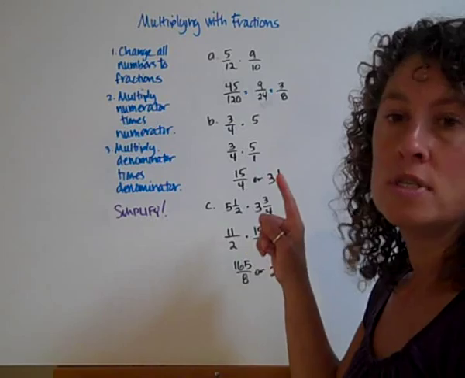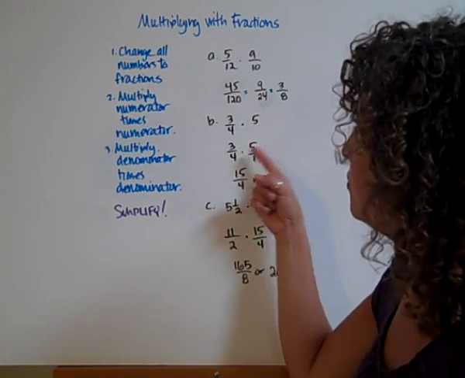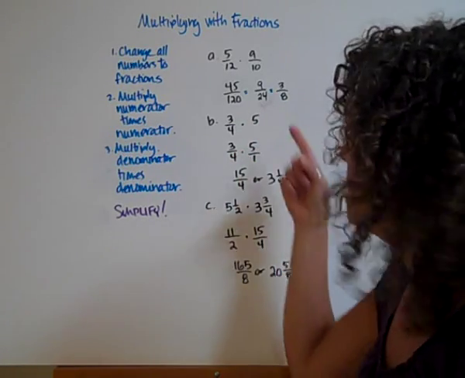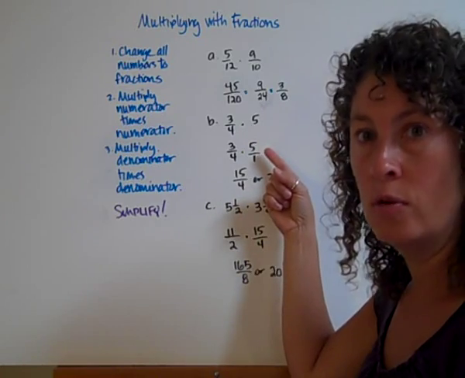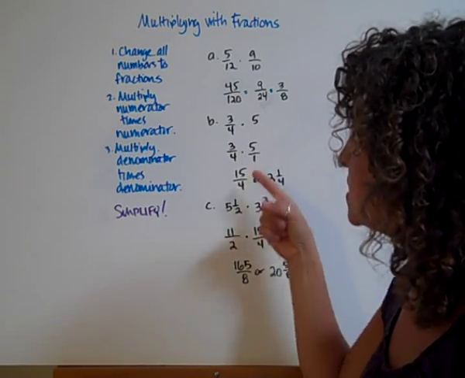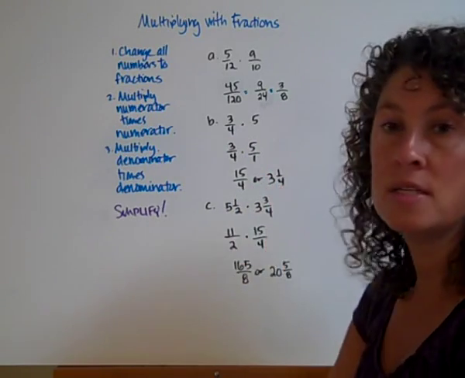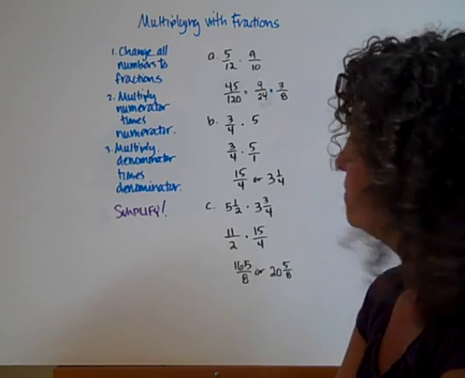Next example, 3/4 times 5. So 3/4 times, remember everything has to be a fraction. I've got to turn that 5 into a 5/1. Multiply across, I get 15/4, or if I want to write it as a mixed number, it's 3 1/4.